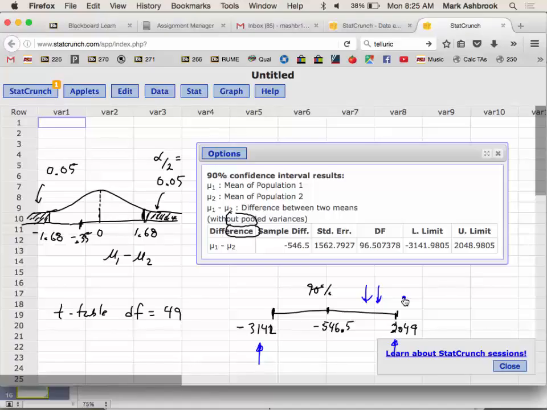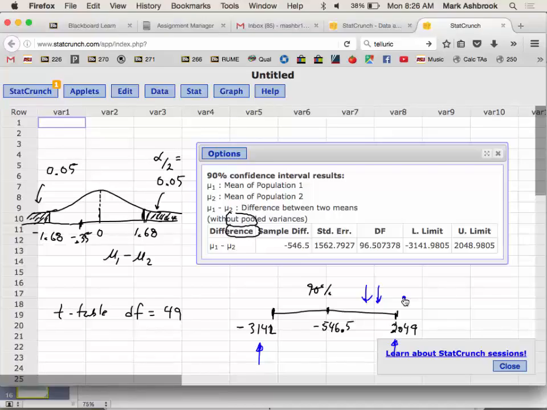So could you conclude that men speak more or women speak more from this confidence interval? No, there's a huge part of the confidence interval that would suggest that men speak more. And then, of course, there's the part that suggests women speak more. So from the confidence interval, you could never conclude that definitely women speak more or men speak more. And that's also what we said here. We did not reject the null hypothesis.